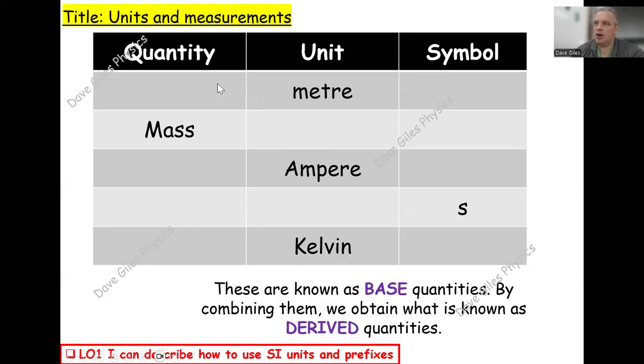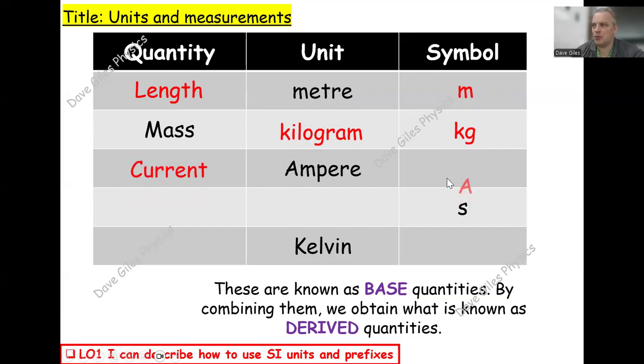Okay, now the quantity, unit, and symbol are here. Quick task, you can fill these in yourself. So the first quantity, the unit is meter, the quantity is length, the symbol is m. Quantity mass, the unit is kilogram, symbol kg. Ampere, usually abbreviated to amps or amp, is current, and we use letter A for amps. Now this is s, so that is time in seconds.